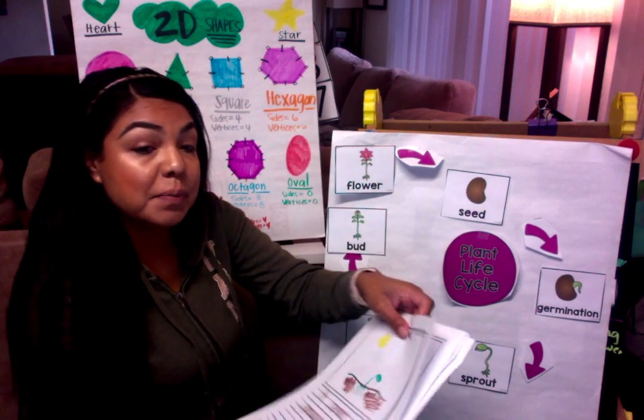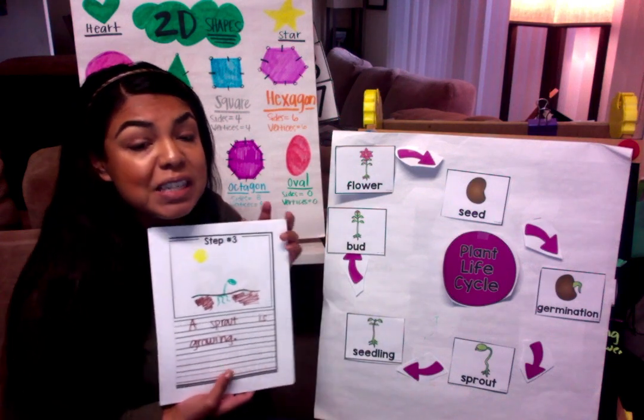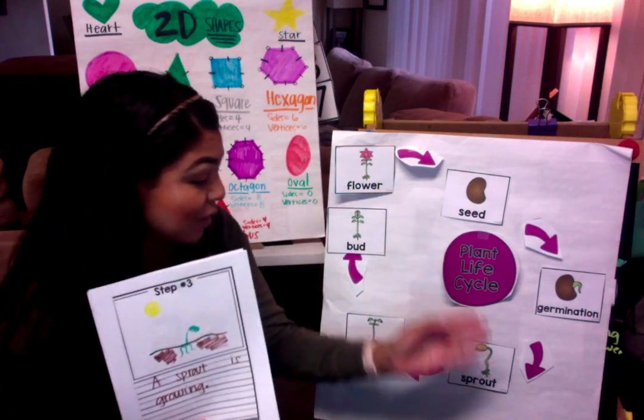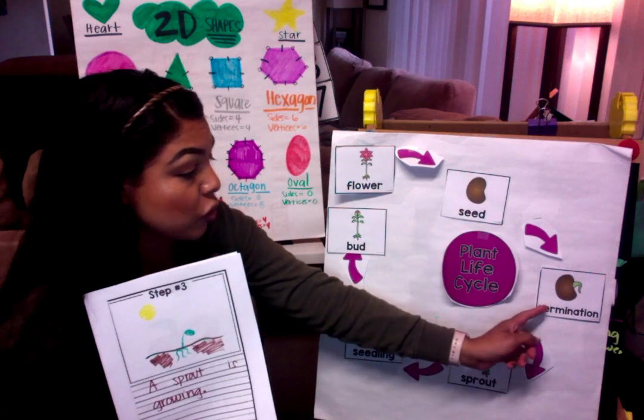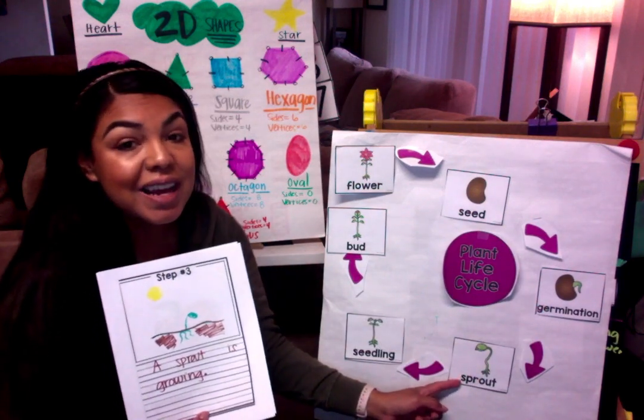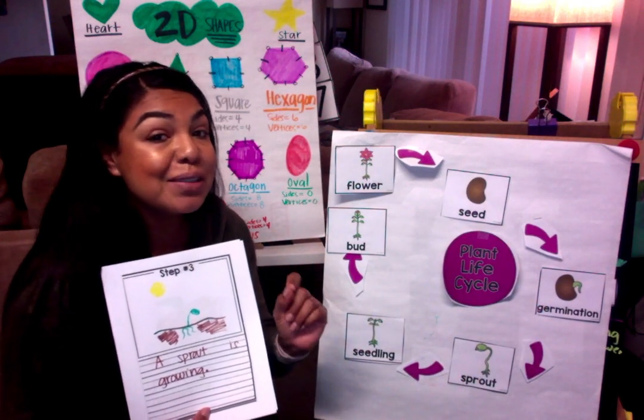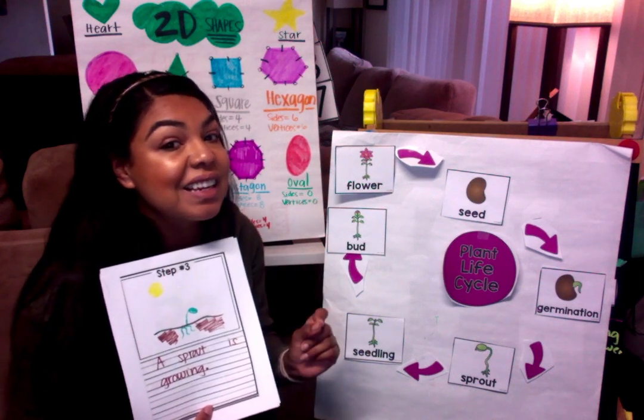So that should have been the last page we did yesterday. A sprout is growing. So we have right here, seed, germination, and then sprout. So we know that there's a tiny little sprout that's coming out of that seed, okay?